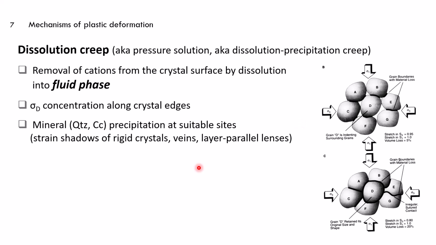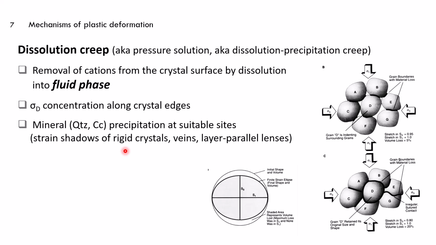The precipitation is not restricted to veins and layer parallel lenses. We also might find precipitated quartz in strain shadows of rigid crystals. Very commonly we find that in garnet or staurolite bearing rocks. Garnet and staurolite are high shear strength materials, and in their strain shadows we often find wings of precipitated quartz.